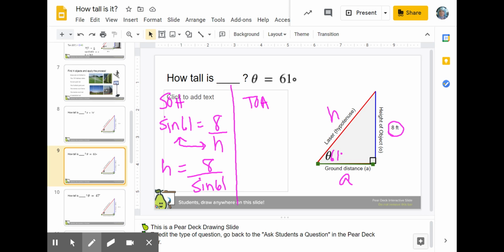So that's going to find your H. And then tangent, same thing. Tangent of my angle, tangent 61, equals opposite, which is the 8, over the A. Because my variable is in the denominator, I'm going to flip these. So A equals 8 divided by tangent 61.